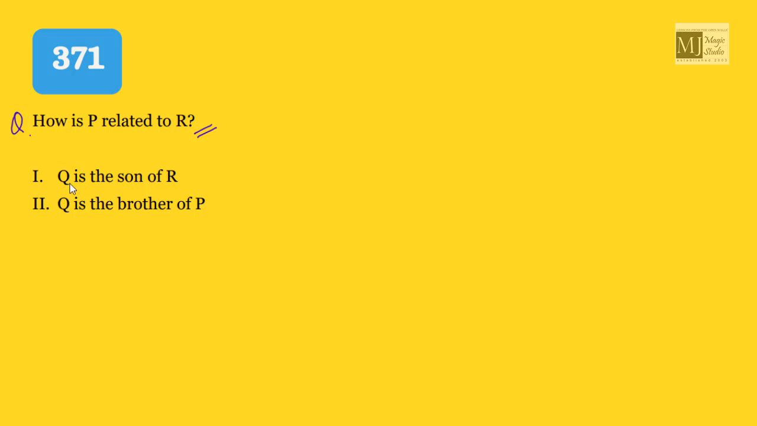First statement says Q is the son of R. So R is there and Q is the son of R. Fine. Second statement says Q is the brother of P. That means we have P and Q is his brother. So individually, statement 1 is not giving us the relationship between P and R because there is no P in statement 1. Statement 2 is not giving us the relationship between P and R because there is no R.